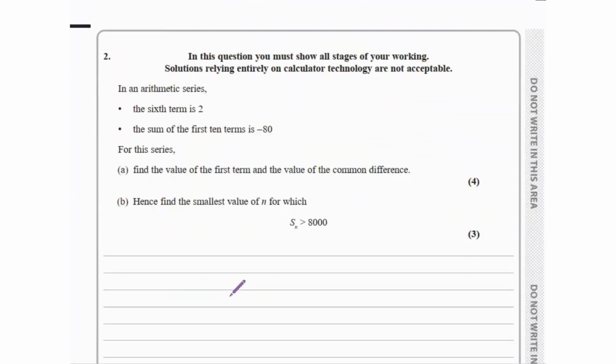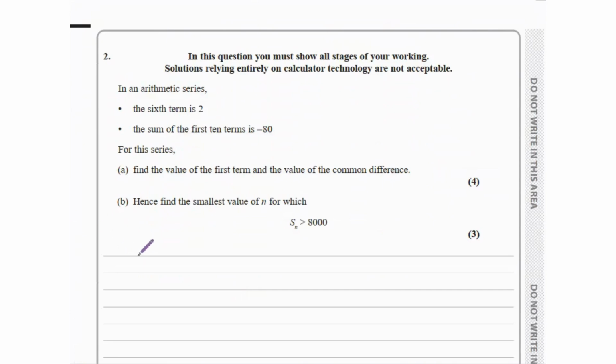In this question, you must show all stages of working. Solutions relying entirely on calculator technology are not acceptable. So in an arithmetic series, the 6th term is 2, and the sum of the first 10 terms is negative 80. For this series, find the value of the first term and the value of the common difference. So let's start with that first.